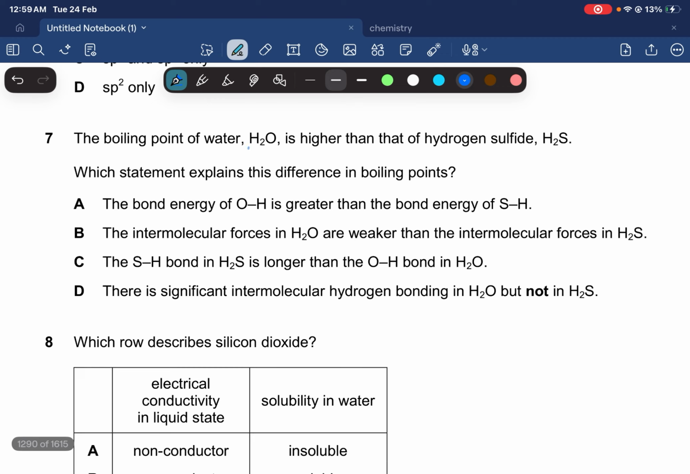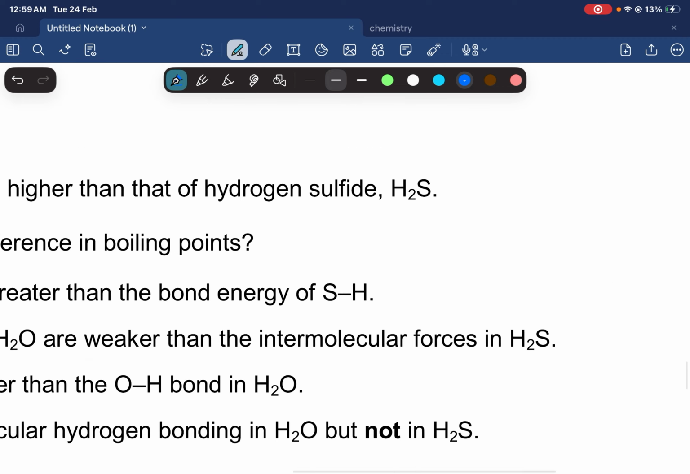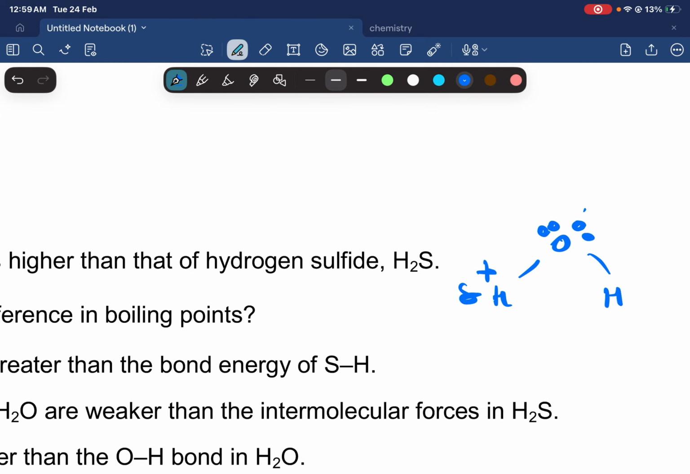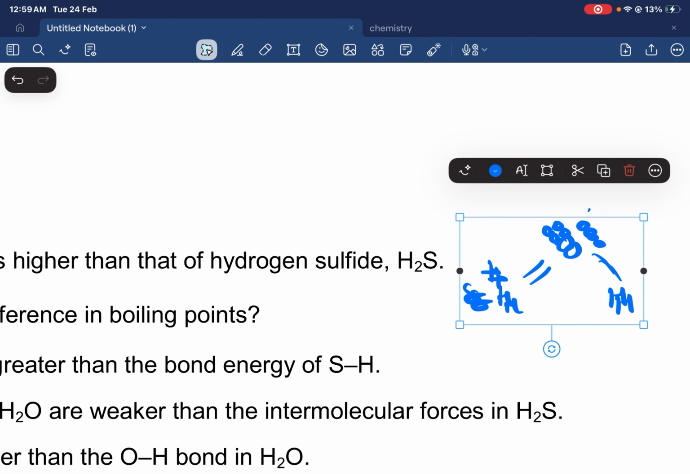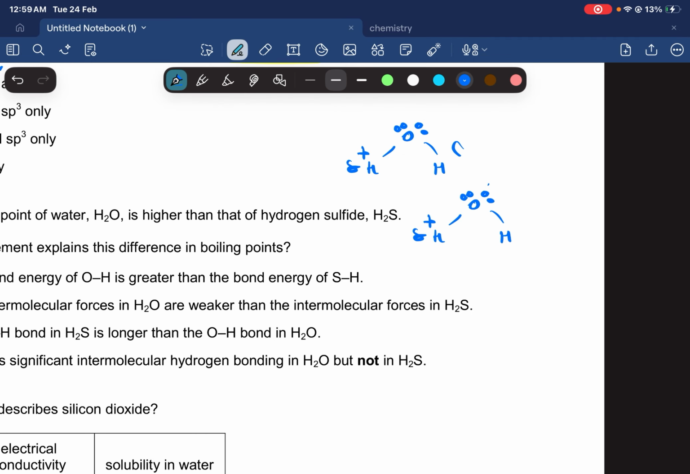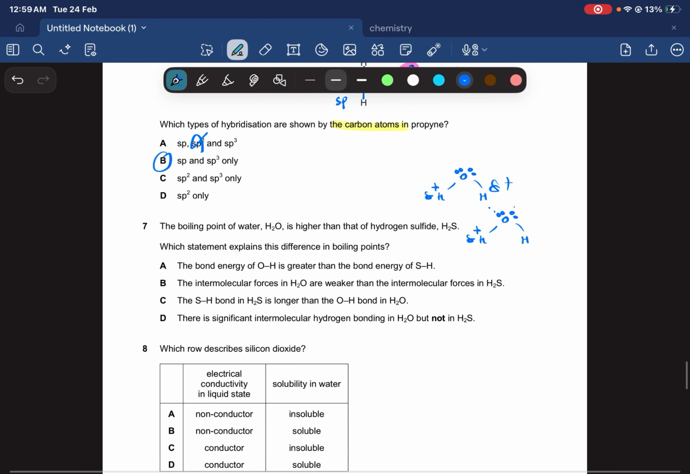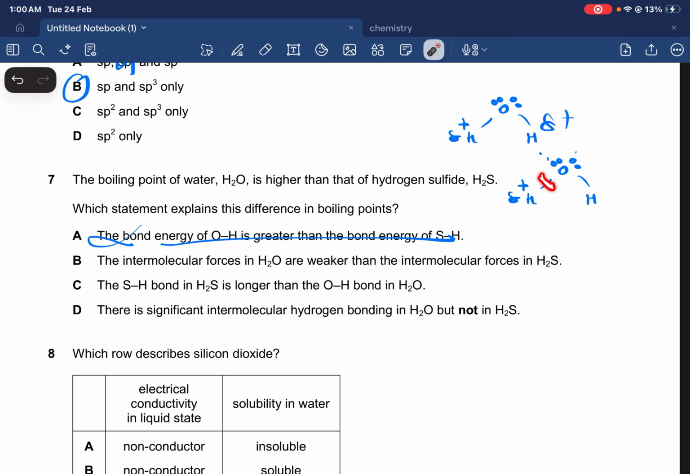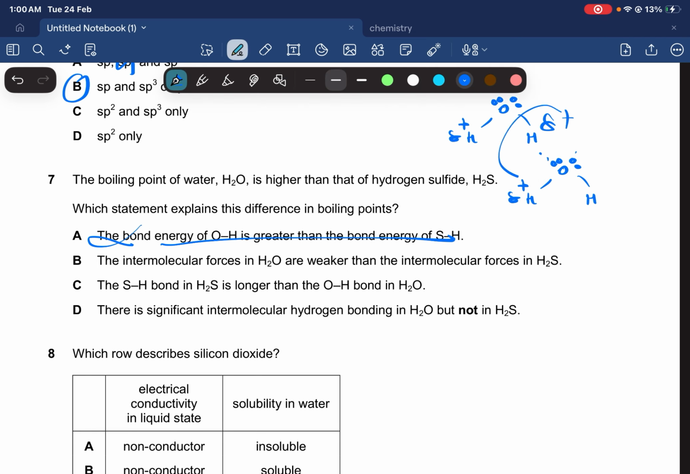The boiling point of water is higher than that of hydrogen sulfide. Which statement explains the difference in the boiling points? We know that water is this, and because of these lone pairs, there is hydrogen bonding between the partial positive hydrogen and this lone pair. That's why. The bond energy of OH is greater than the bond energy of SH. Bond energy has nothing to do with boiling points. When you boil something, you don't break the bonds. You just break the intermolecular forces.